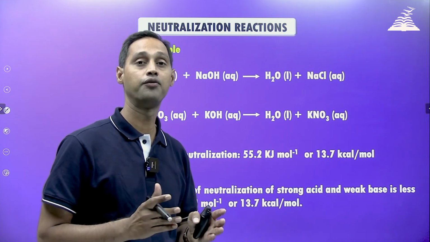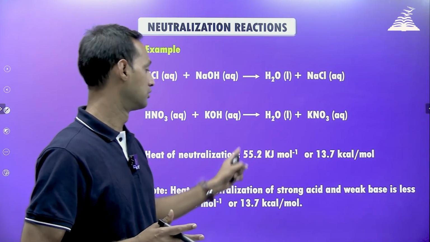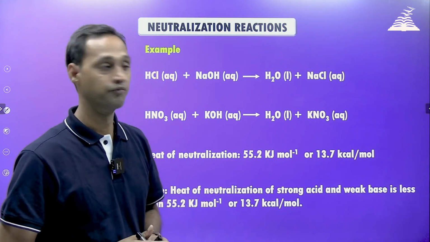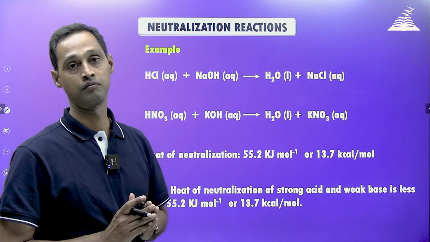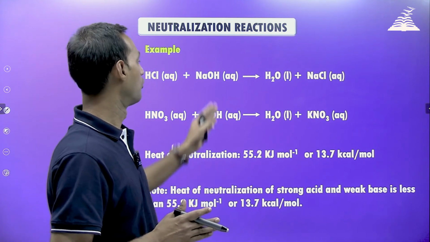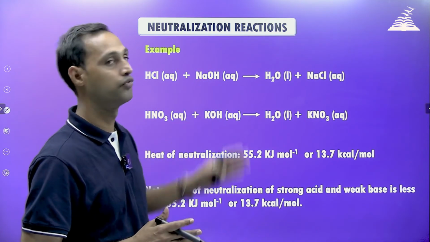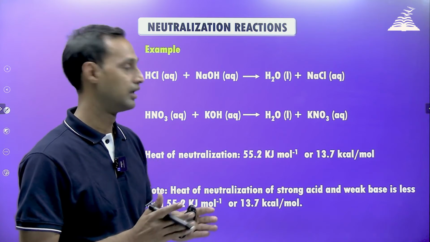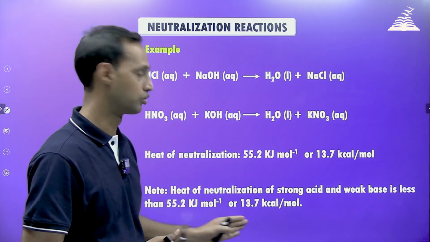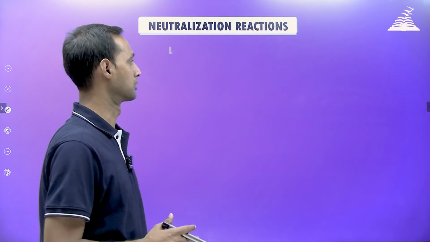For each mole of acid and base reaction, this amount of energy is released. This is called heat of neutralization. But if one of these is not strong, if one of them is weak, then the heat of neutralization will be less than 55.2 kilojoules per mole. So now we are learning something very interesting about neutralization reactions.